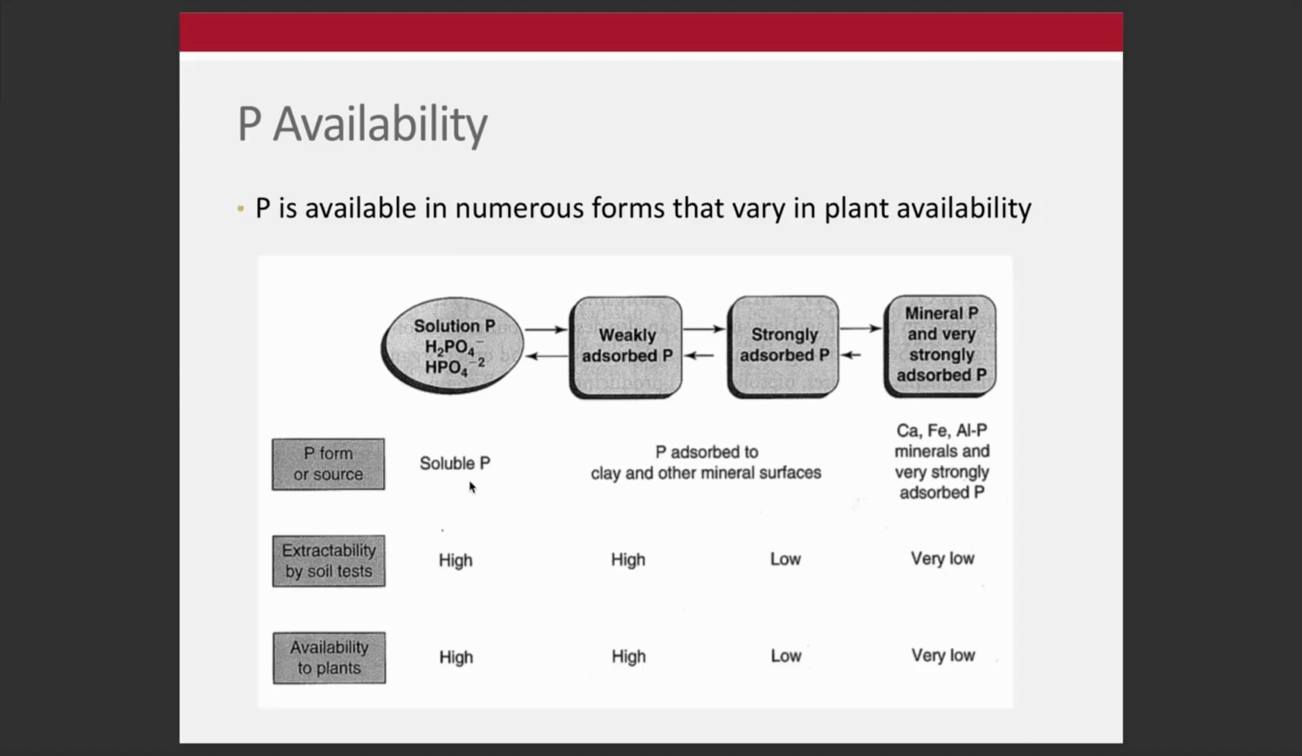And we can think about the form of the source of P, the extractability by soil test, and the availability to plants. And so really we've got solution P, and then we've got this weakly adsorbed P. Both we would consider highly available. And then we've got this kind of strongly adsorbed, and then even into the mineral fraction, and this becomes less available. Okay.